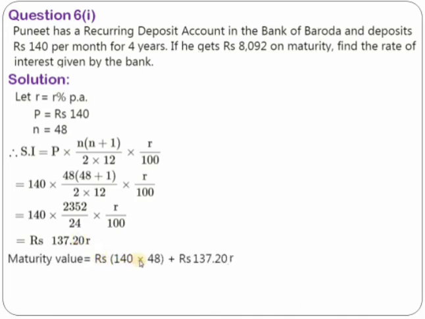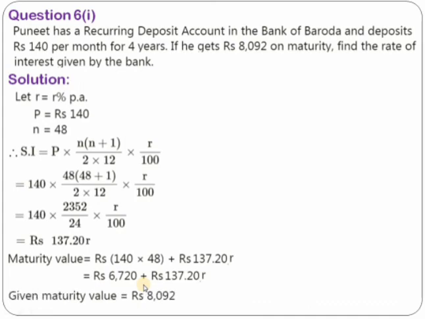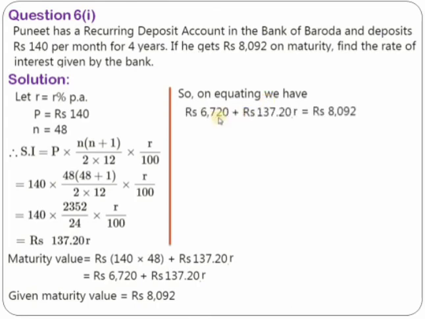If this is your simple interest, let's see the maturity value then. It is P into N plus the interest. When you multiply 140 and 48, you get 6,720. So this is your maturity value. But it is given that the maturity value is 8,092, isn't it? So that means this entire thing and this are both the same. So on equating, we have this maturity value equal to this one. That's what I have written here.